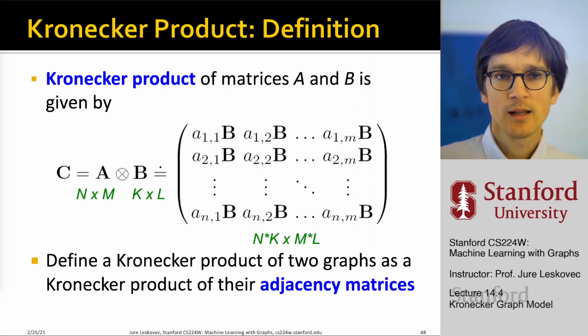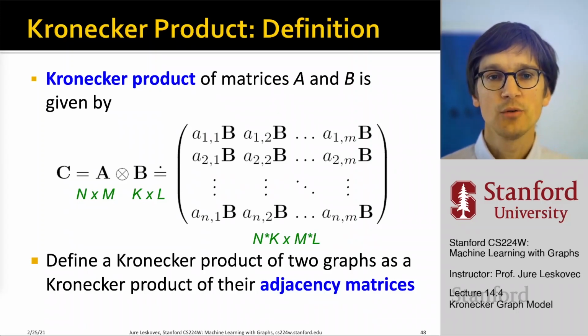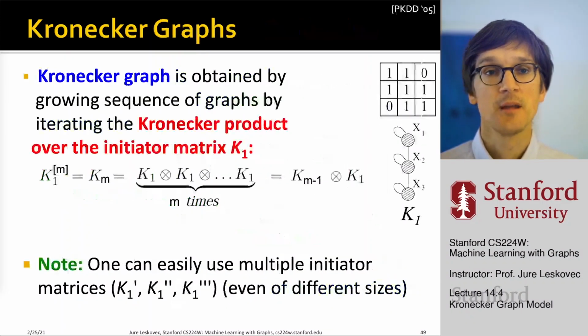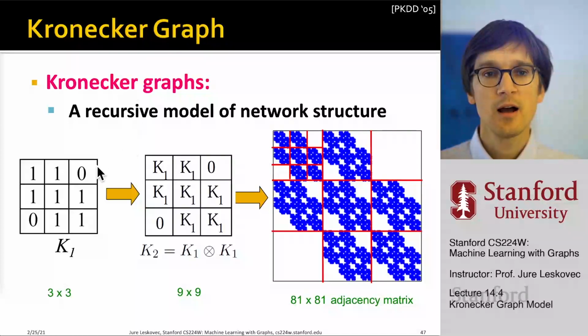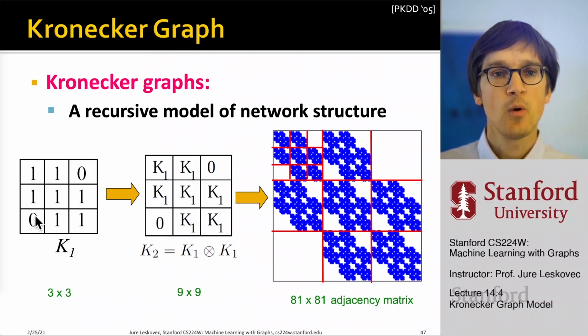Now that we know what a Kronecker product of general matrices is, we can define a Kronecker product of two graphs simply as the Kronecker product of the corresponding adjacency matrices. So now that we have defined this, it goes like this. I have a first adjacency matrix. Now I do the Kronecker product of this adjacency matrix with itself, and I get this type of structure. I have 0 here because if I take K1, put it here and multiply it by 0, I get a 3 by 3 block of zeros, while in these other parts, I get simply a copy of K1 because I have a coefficient 1 here.